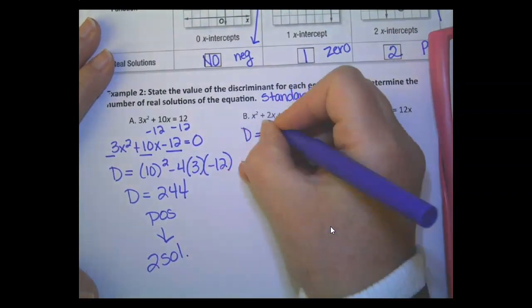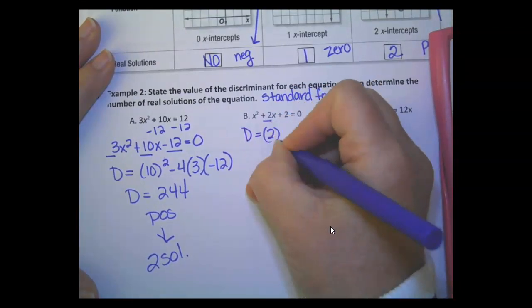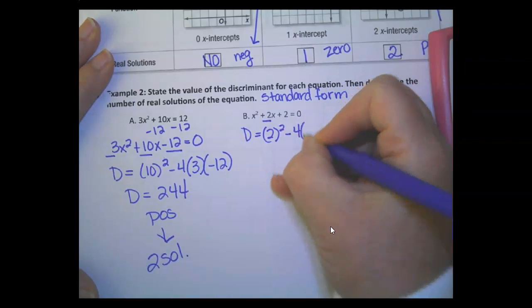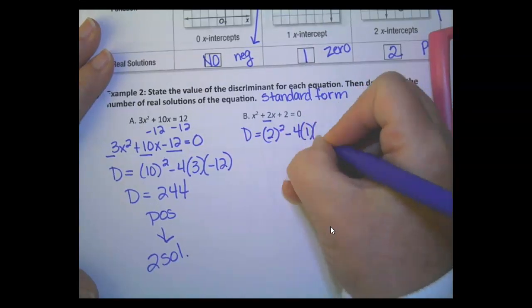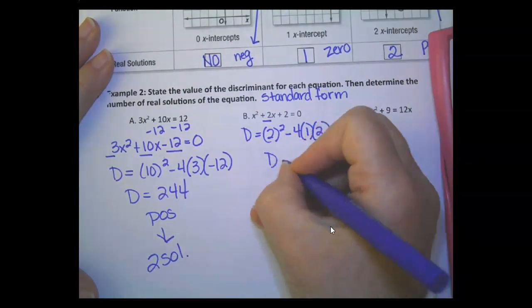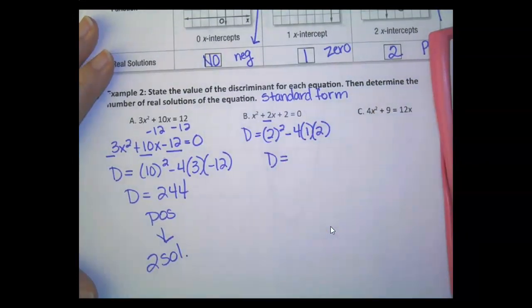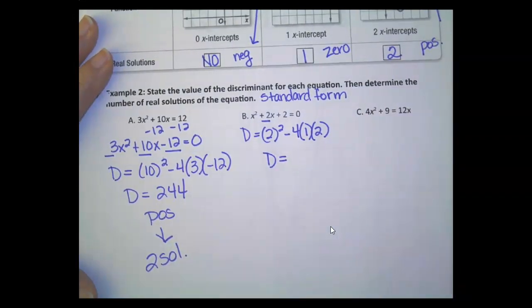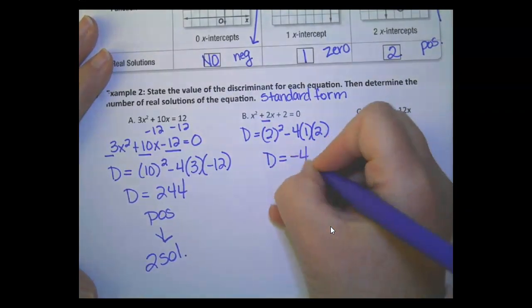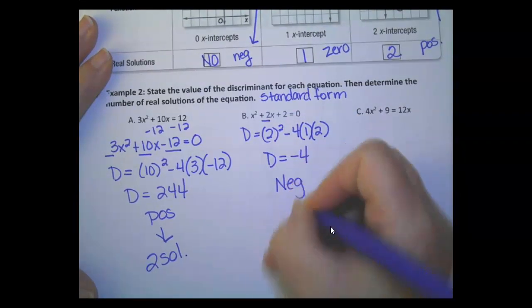This one's already in standard form, same thing. D is equal to my b squared minus 4 times my a, which is 1, times my c, which is 2. Punch that into your calculator. My discriminant is negative 4. Since it is negative, there's no solution.